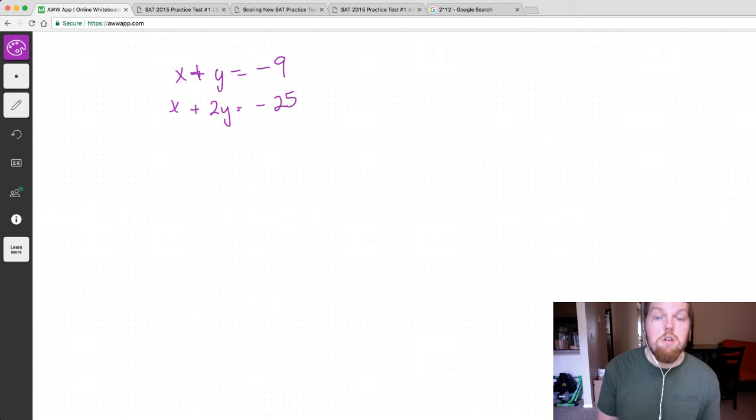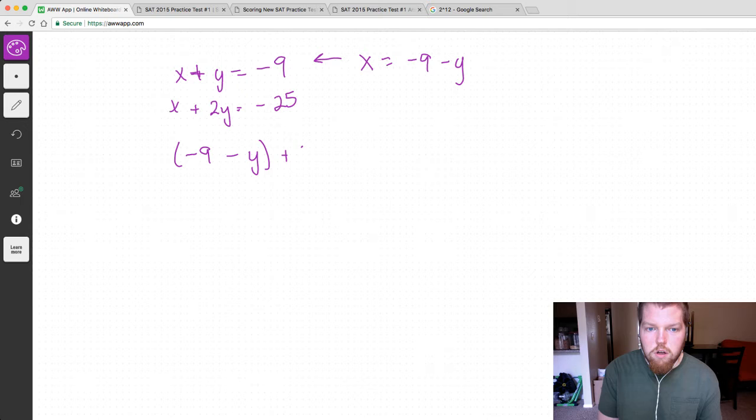So since that didn't work, which would be the fastest way to solve the problem, then we need to do substitution. So let's solve for one variable or the other. Let's use this one because it's easier. We'll just subtract y onto the other side. So x equals negative 9 minus y. We'll substitute that in for x over here. So we'll get negative 9 minus y plus 2y equals negative 25. Drop the parentheses, negative 9, and combine negative y plus 2y is plus y equals negative 25. Plus 9 equals negative 16.